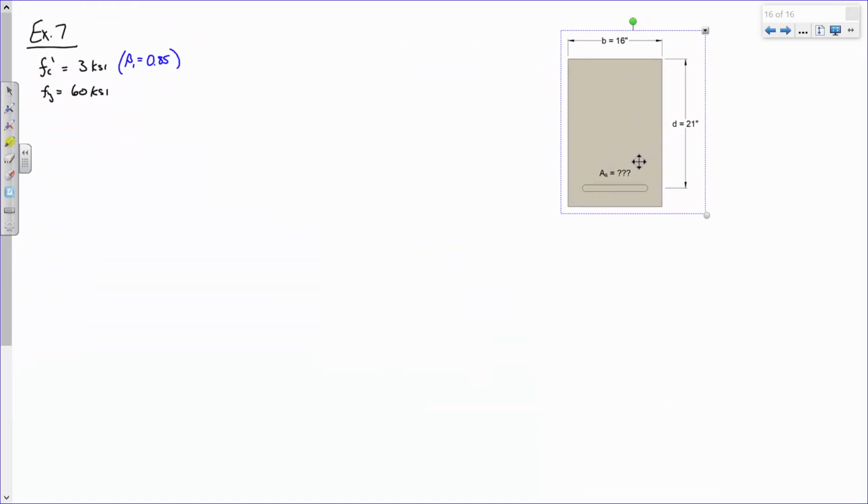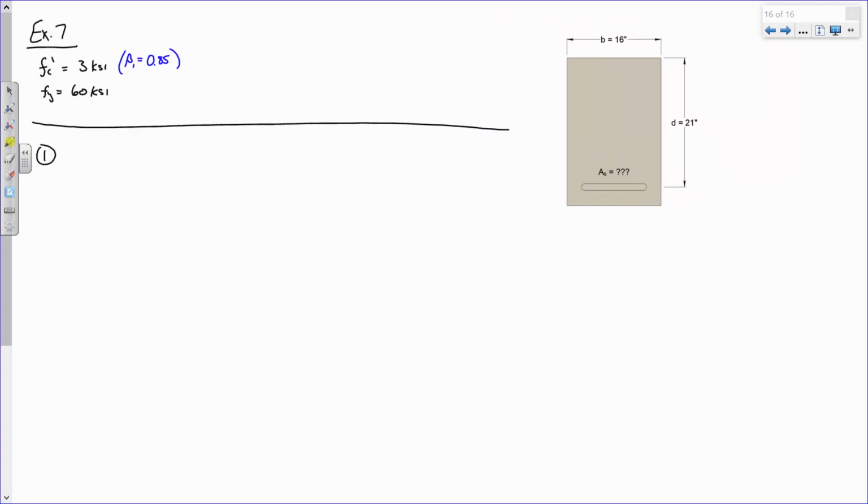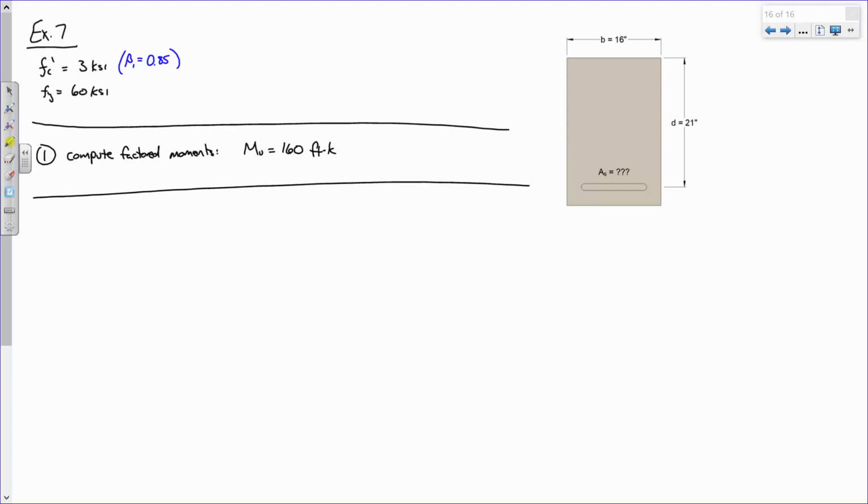Okay, so that's our beam, and all we're doing is solving for the area. Now, step 1 says to compute factored moments. But we were given that. Mu is 160 foot kips. So that step's done. There's really nothing to do there. I'm just trying to make the problem a little simpler for us to do in class. I would hope you all can do that, because that was the whole point of structural analysis last semester.